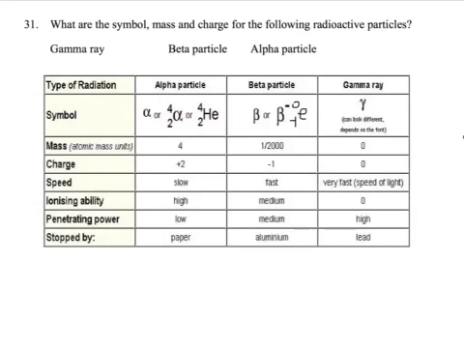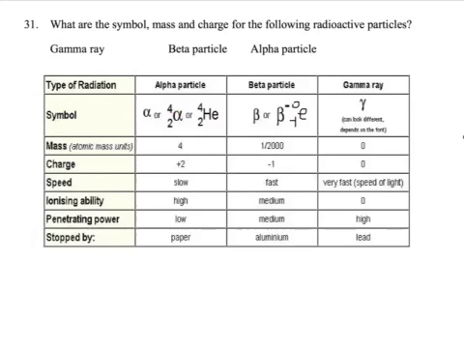As far as mass, alpha has a mass of 4. A beta particle has the mass of an electron, which is 1/2000th. Gamma is not matter. It's a ray. It's electromagnetic radiation, so it has no mass. It's simply energy. Because an alpha particle is a helium nuclei, that means it has no electrons. Therefore, it has a charge of +2. A beta particle, being an electron, has a charge of -1.